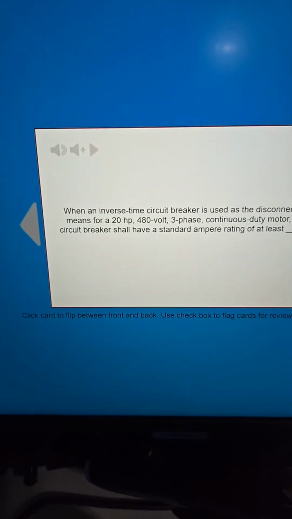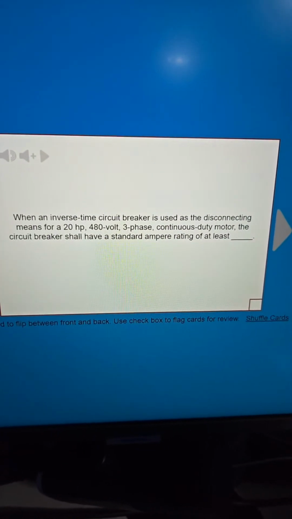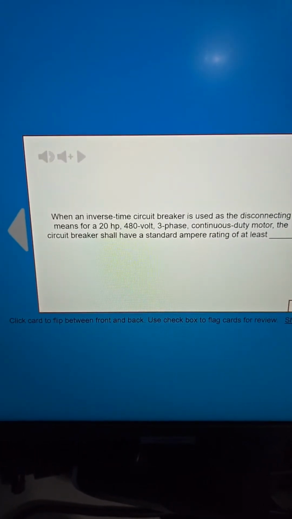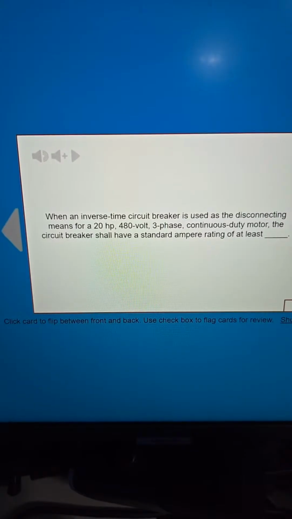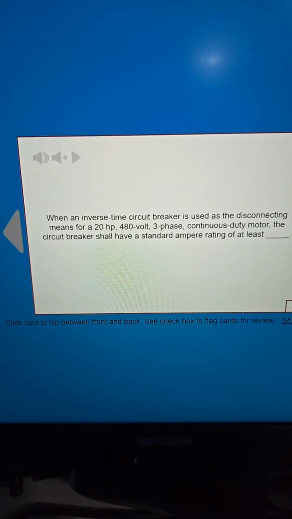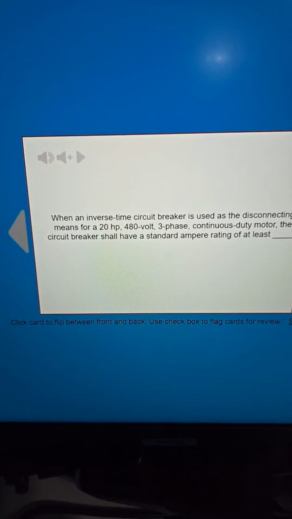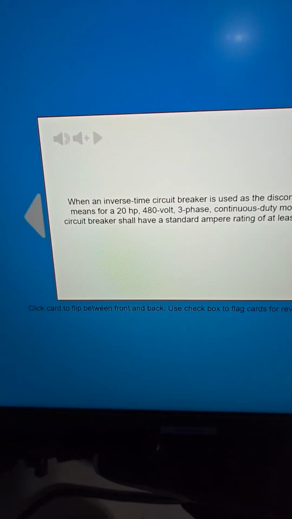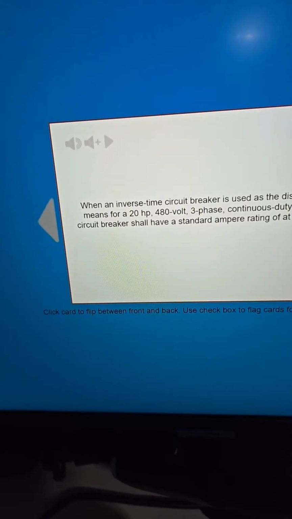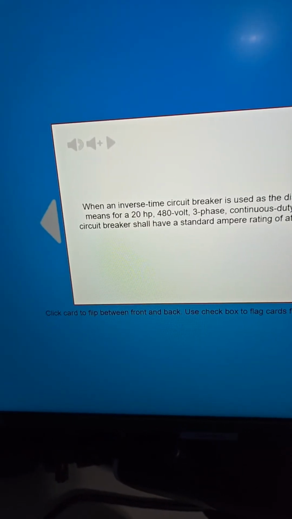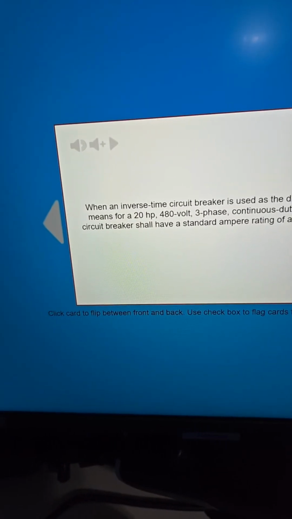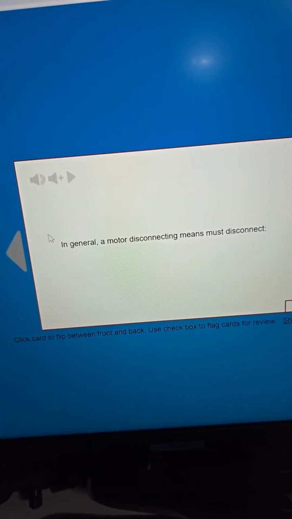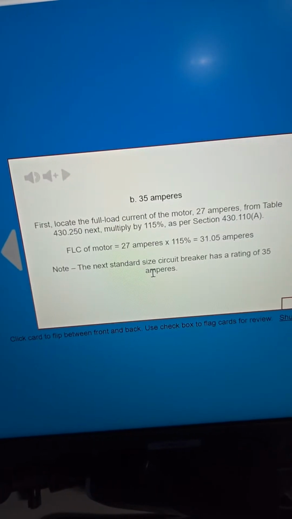An inverse time circuit breaker is used as disconnecting means for 2 horsepower, 480 volt, 3-phase continuous DC motor. Circuit breaker shall have a standard ampere of at least. We're just going to say 20 amps. Oh no, that's 20 horsepower. That's a lot. I don't have the chart in front of me. It's a lot though. 45. I don't know. Whoops. What's the answer? 35. Cool.